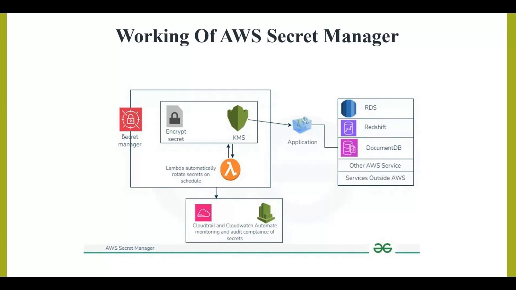When we use the Secret Manager, it uses the KMS key to encrypt, and simultaneously AWS Lambda rotates the secret on the schedules, and secrets are accessed in the application. Here we can see the application also accesses the key stored in the Secret Manager while we fetch it, and simultaneously the Lambda function also rotates it.